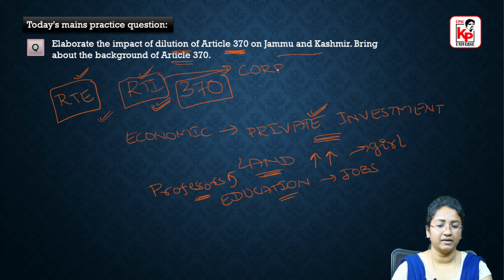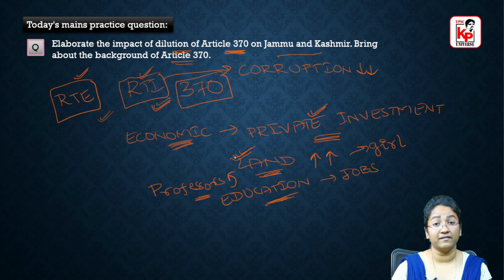So with this, what will happen? Corruption could also come down, right? So education will be increased, education opportunities would be increased, jobs would be more, right? And when private investment comes, more and more skilled and unskilled job opportunities will also increase. And finally, the economic status of the people would also definitely increase, and they could also sell whatever lands they have right now. And after opening up of private investment, definitely the cost of this land would also increase. That means more financial gains for the people of Jammu and Kashmir.